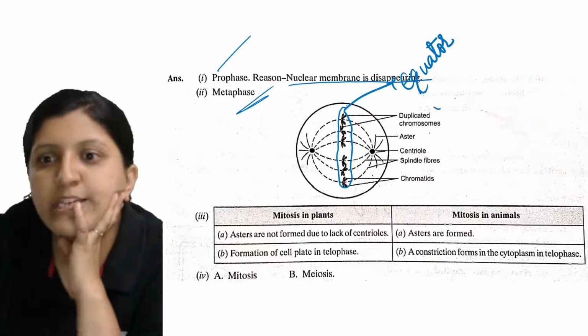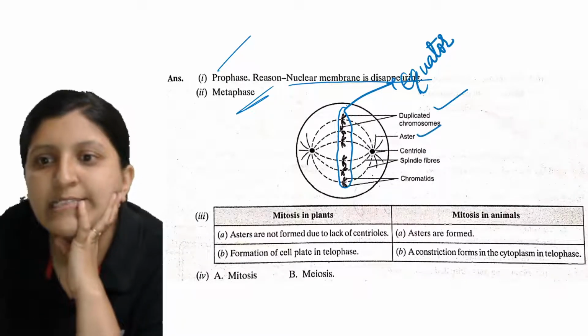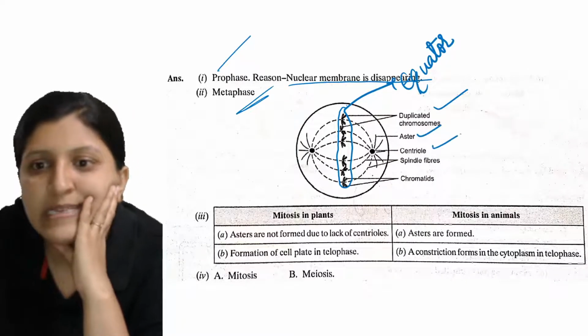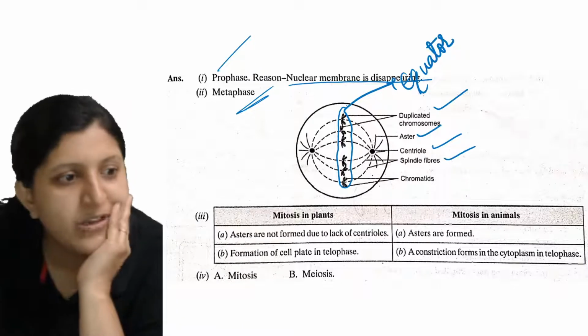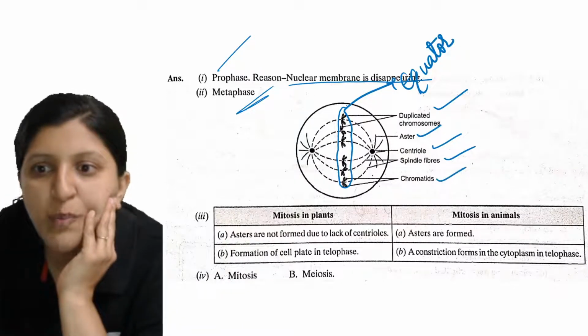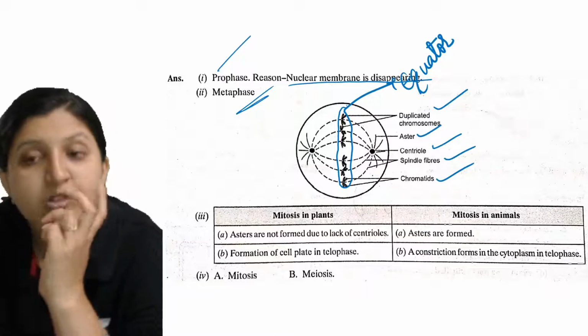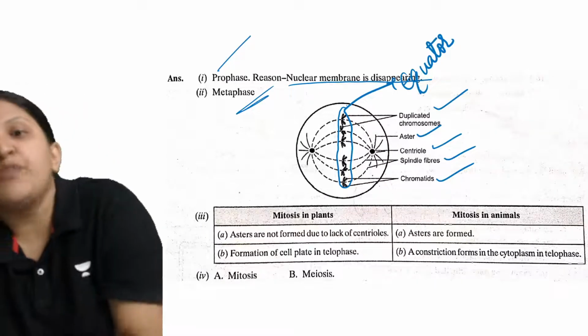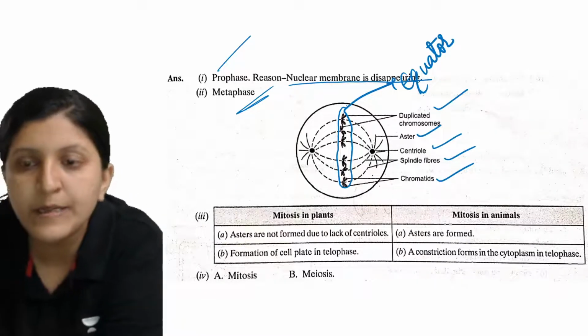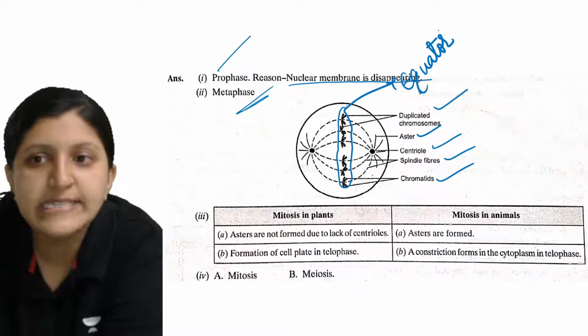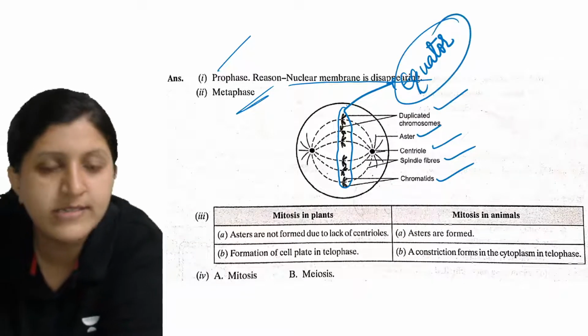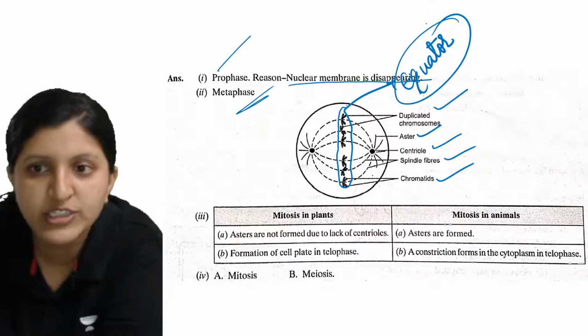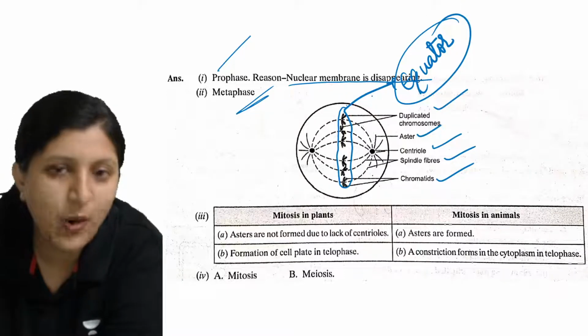So there are duplicated chromosomes, then there is aster formation, so there is a centriole, then there is spindle fiber formation. So chromatids are being formed. All these are actually formed here in this particular metaphase. So the metaphase equator arrangement is done, that is, the chromosomes are arranged there. Then you can see all these changes.